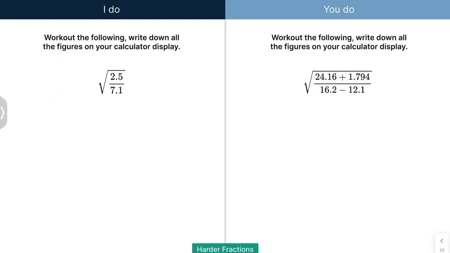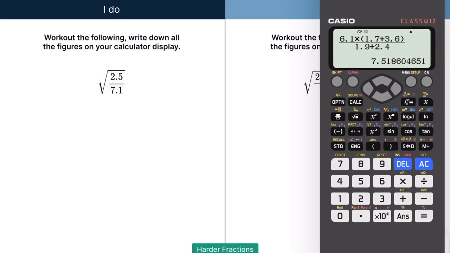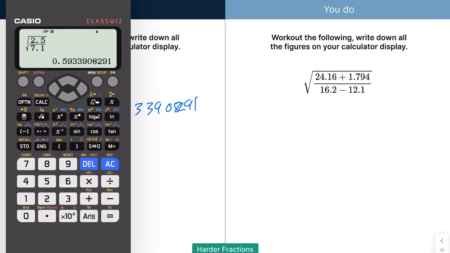Now we are looking at harder fractions, but the exact same thing again. We are going to start off by pressing the square root button first. Okay, so I'm going to press the square root button there. Then I'm going to press the fraction button. And then I'll type in 2.5 and then 7.1. And then the SD button. 291. And if I move that to the other side, again, hopefully you've pressed pause and had a go at this.